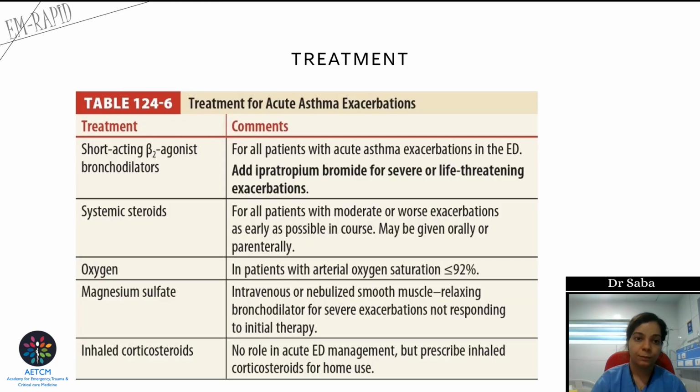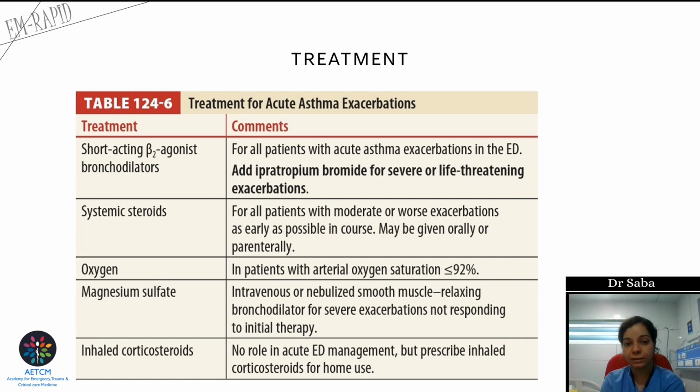Now moving on to the treatment aspects, you have a short-acting beta-2 agonist, that is the bronchodilators. We add an anticholinergic nebulization like ipratropium bromide if asthma has become moderate to severe or a life-threatening exacerbation. So we give nebulizations of both salbutamol and ipratropium bromide. Then there are systemic steroids, that's for all patients with moderate or worse exacerbations.